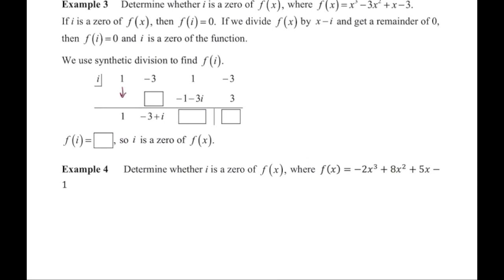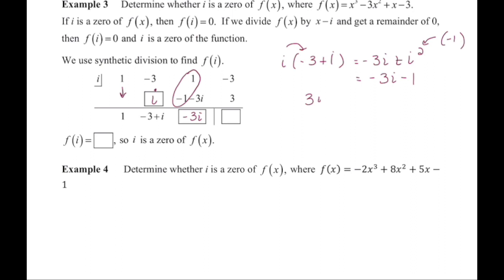We will bring down our 1. 1 times i is i. I can't actually combine like terms here, so I'll have -3 plus i. But now I need to take i times -3 plus i. So I'm going to do a little side work. This gives me -3i plus i squared. We replace i squared with -1. So this provides me with -3i minus 1, or -1 minus 3i. When I add 1, combining like terms, those disappear, so I only have -3i left.